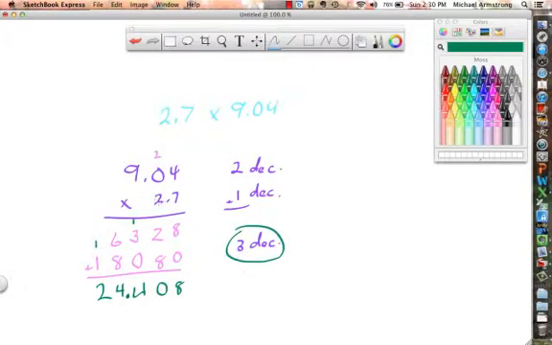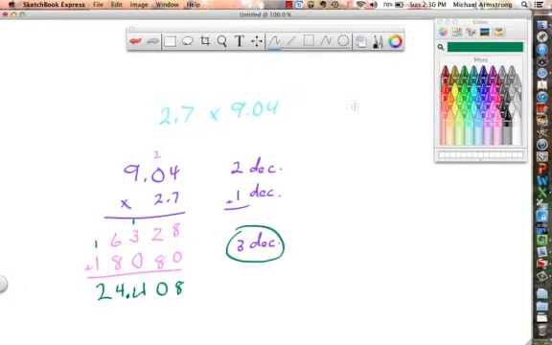And 9 times 2 is 18. 9 times 3 is 27. So my answer should be between 18 and 27 because 2.7 is close to 3. So 9 times 3 is 27. It should be smaller than 27 and bigger than 18, and I've got 24. So that works pretty well. Hopefully that made sense to you.